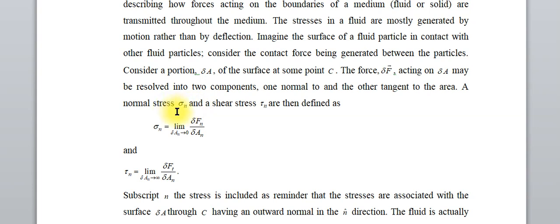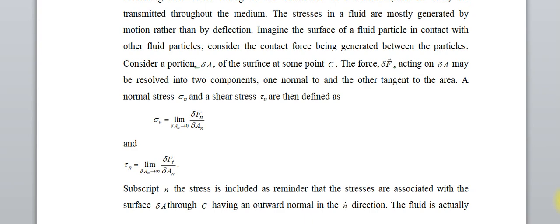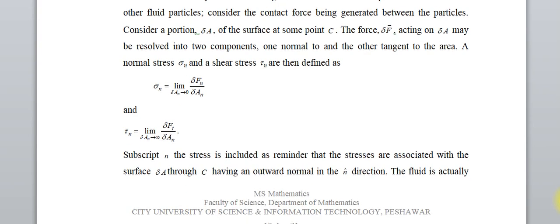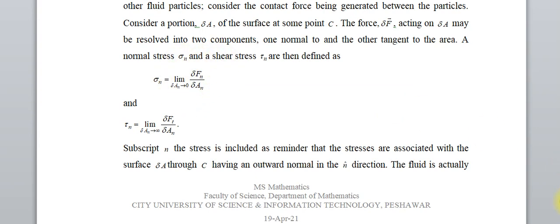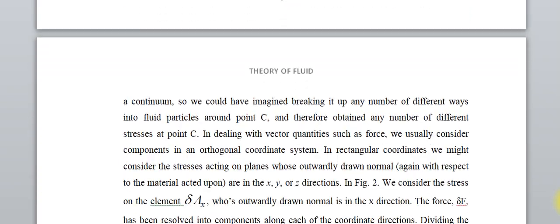A normal stress sigma n and a shear stress tau n are then defined as follows, because these are the surface forces, and they will generate the stresses. You can see this, and we have already discussed that stresses are nothing but forces per unit area. As we have considered the small infinitesimal area, you can see from this figure.